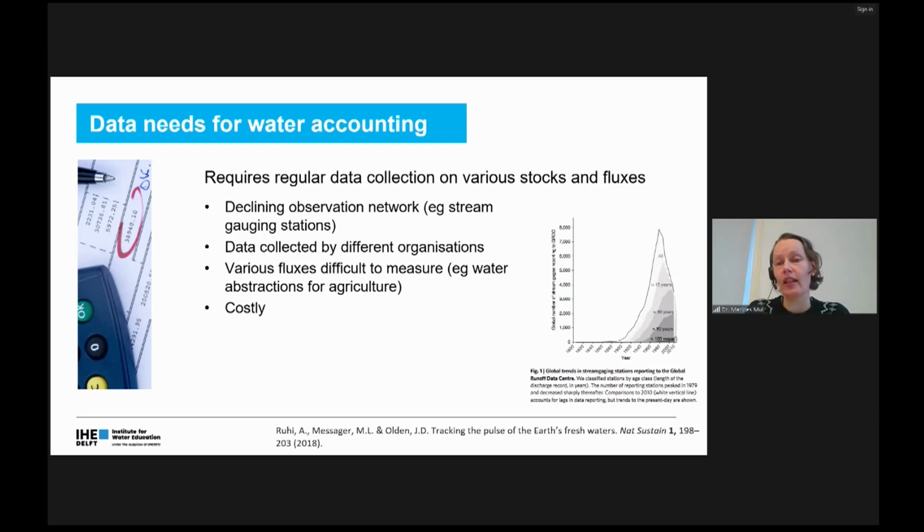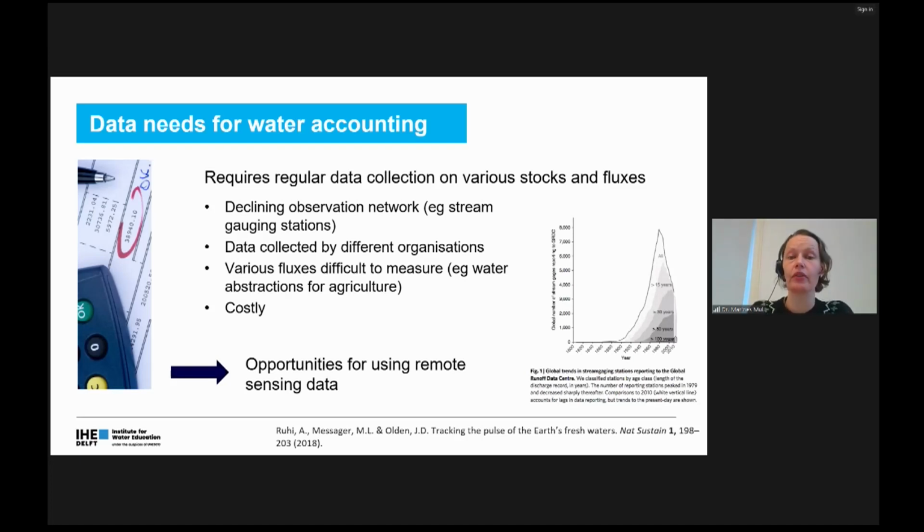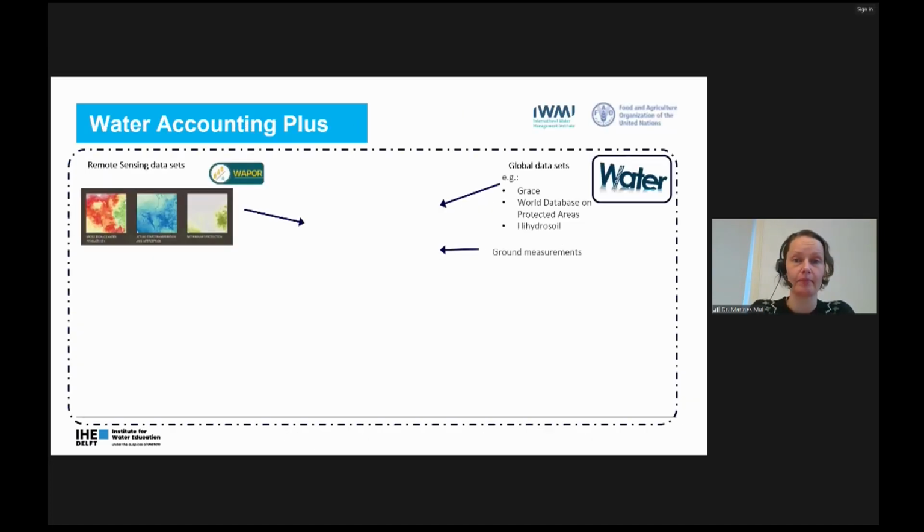Also, there are a lot of different organizations that collect data that do not always share this data. And a lot of the fluxes are also difficult to measure. For instance, abstractions or water consumption by agriculture is difficult to measure because it's such a vast area, and to be able to collect this data is also often very costly. So we also saw, as the international collaboration, an opportunity for using remote sensing data, not to replace the ongoing efforts to collect data, but to complement the ongoing effort of collecting all the information.